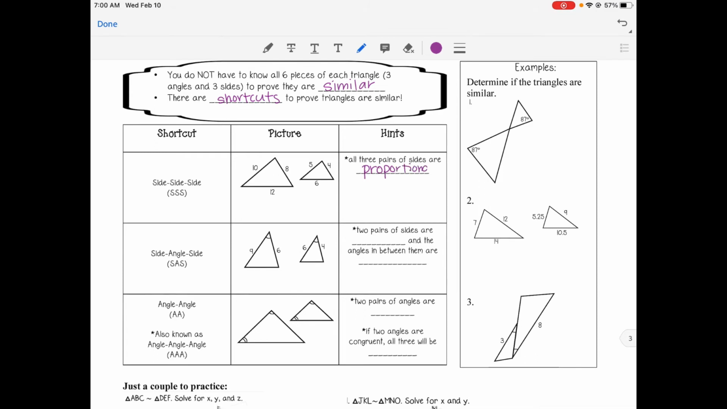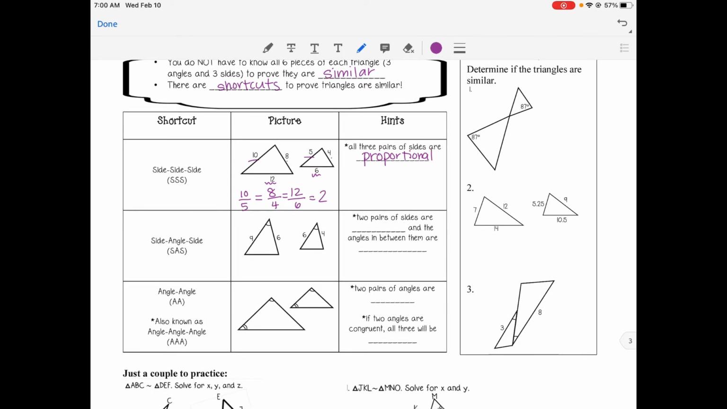So what we mean by that is if I take 10 divided by 5, those are corresponding sides. Or if I take 8 divided by 4, those are corresponding sides. Or if I take 12 divided by 6, each of those gives you the same ratio of 2, right? That ratio is always the same.